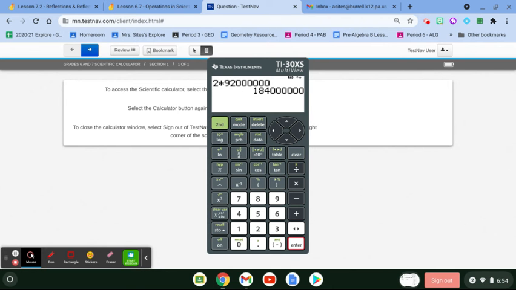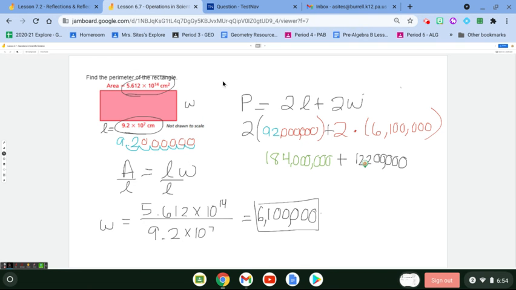I'm going to write that down on the Jamboard for you guys. That's 184 million. And I'll also do 2 times my width. Okay, and the result I'm getting is 1, 2, 3, 4, 5 zeros. So that would be 12,200,000. Okay, so then my last step is I'm going to add those numbers up and put my result in scientific notation.